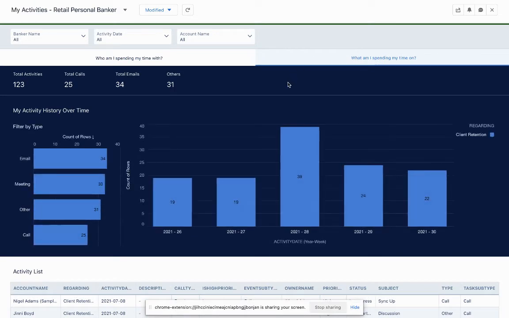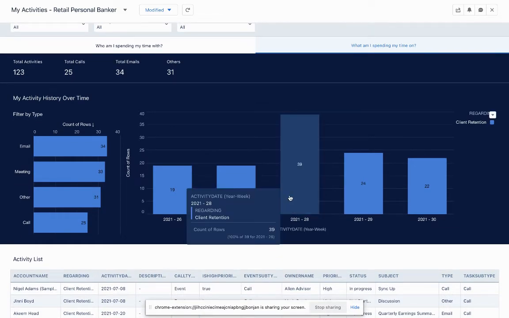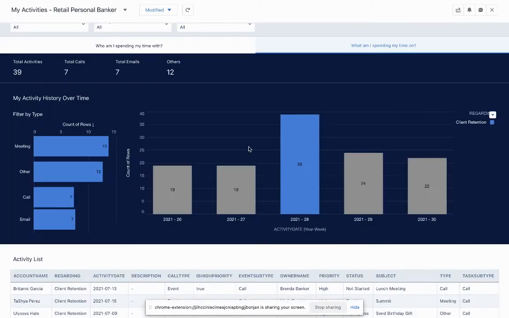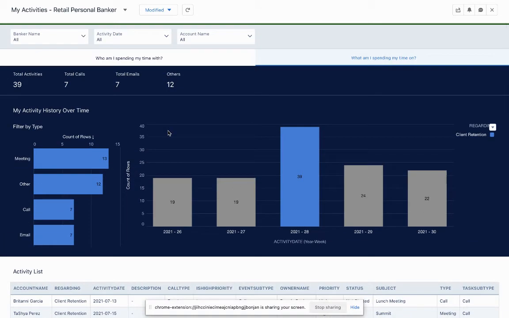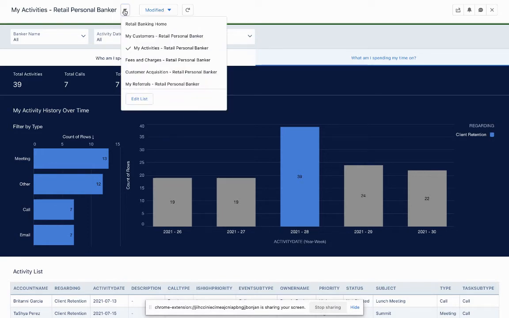And at the same time, what am I spending my time on? It seems like I'm spending my time primarily on emails and meetings. And I can get an understanding of the year and the week of those activities and what those activities are made up of. So very good way to understand by banker, by activity, by account, where my time is being spent.